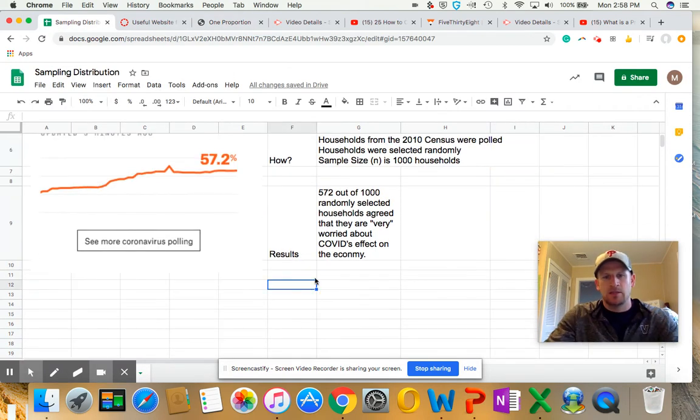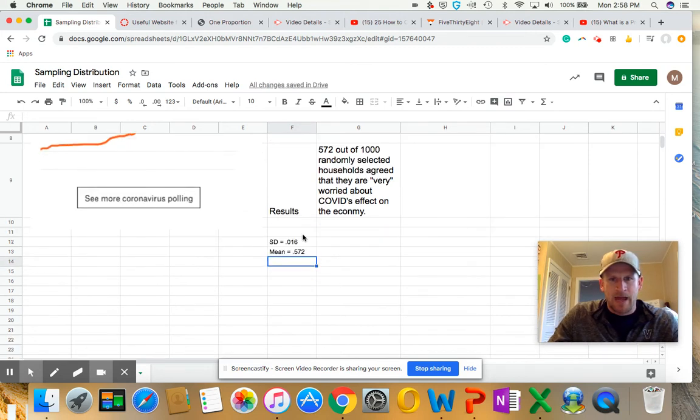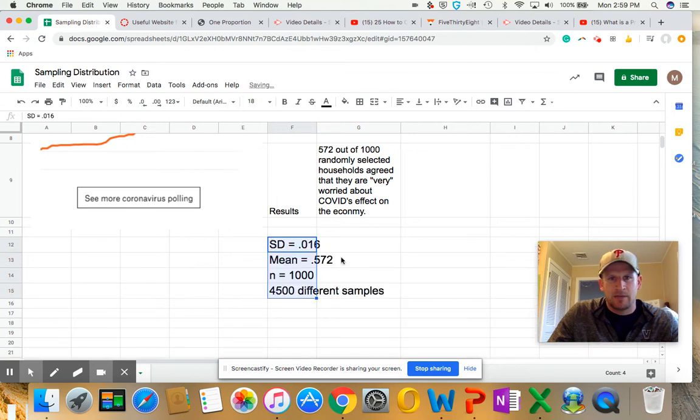So the standard deviation is equal to, again, 0.016. Our mean is equal to 0.572. And is there anything else that we can gather from this? Our sample size was 1,000, and we had 4,500 different samples. Okay, and think of this as a key. This is all the information I have right now.